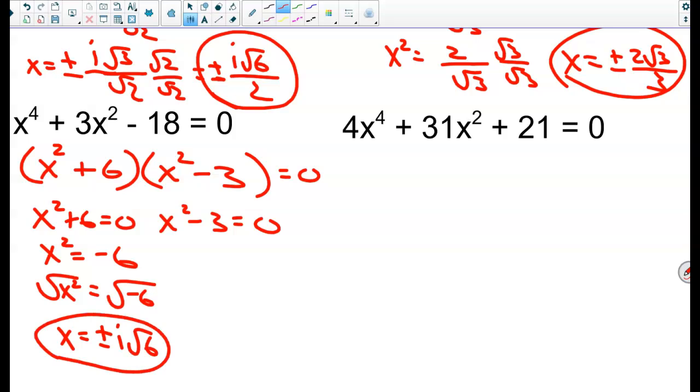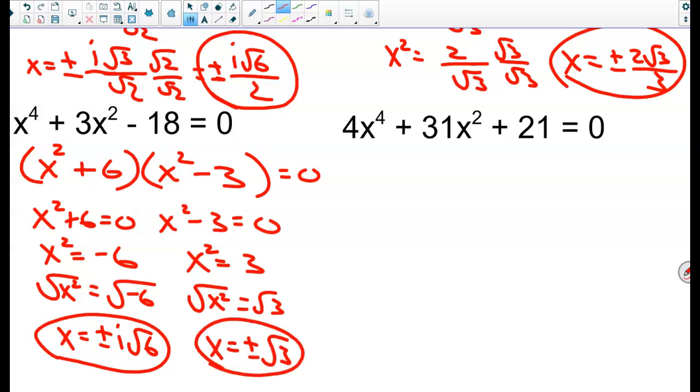If you can simplify, you must do so. We're going to add 3 to both sides, so x squared equals 3. Square root of both sides, x equals plus or minus root 3. And that's your answer.